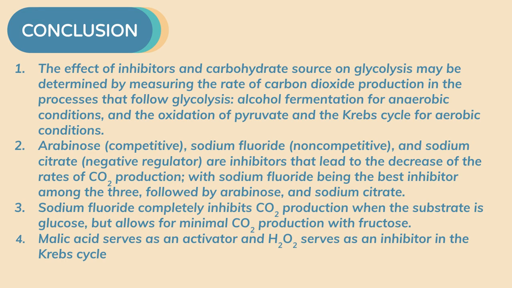To conclude, the effect of inhibitors and carbohydrate source on glycolysis may be determined by measuring the rate of carbon dioxide production in the processes that follow glycolysis: alcohol fermentation for anaerobic conditions, and the oxidation of pyruvate and the Krebs cycle for aerobic conditions. In addition, arabinose, sodium fluoride, and sodium citrate are inhibitors that lead to the decrease of the rates of carbon dioxide production, with sodium fluoride being the best inhibitor among the three, followed by arabinose and sodium citrate.